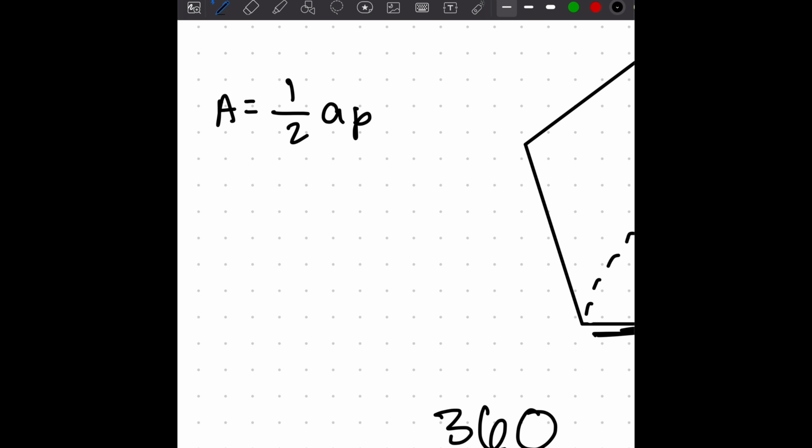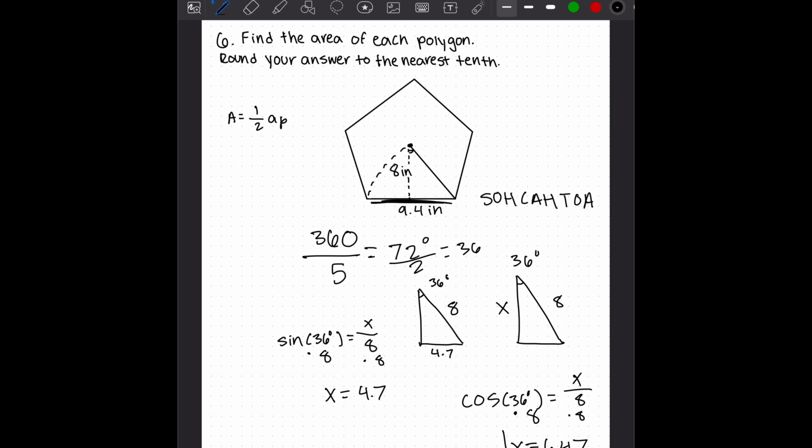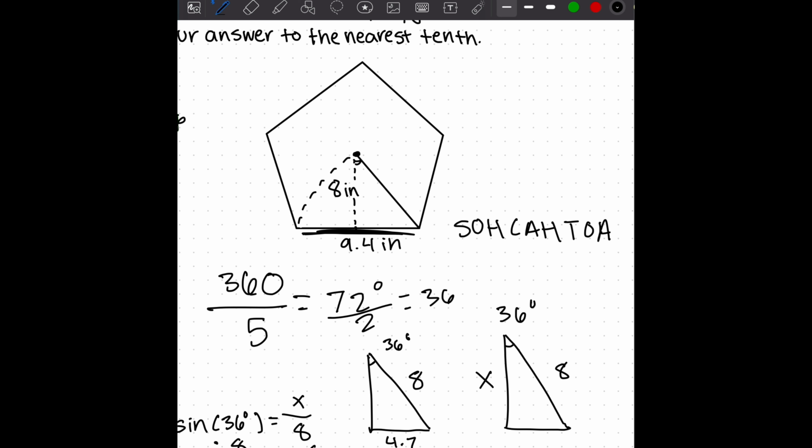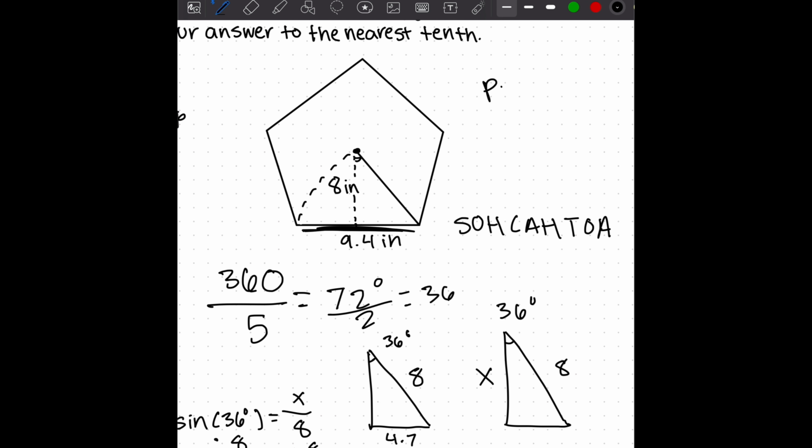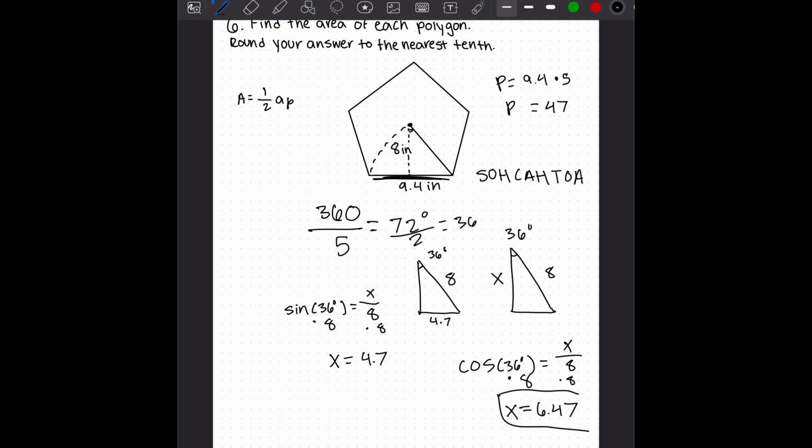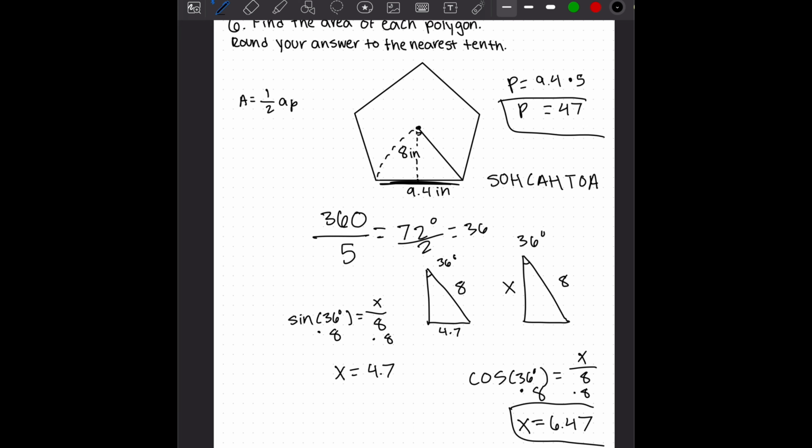So to find the perimeter, all we have to do is multiply the length of the sides by all of the sides put together. So our perimeter is equal to 9.4 times the number of sides, 5. That would equal 47. So that is our perimeter, and we have all of our factors. We just need to plug it in.